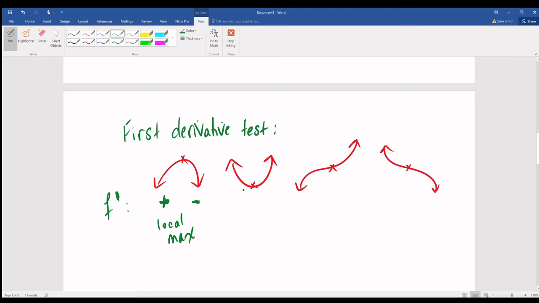Or it could be that your first derivative changes from negative to positive. So the original function changes from decreasing to increasing, and your critical number corresponds to a local min. But it could also be the case that your first derivative does not change sign as you pass across the critical number. It's either positive on the left and the right, or negative on the left and the right. And so in these two cases, your critical number is neither a local min nor a local max.